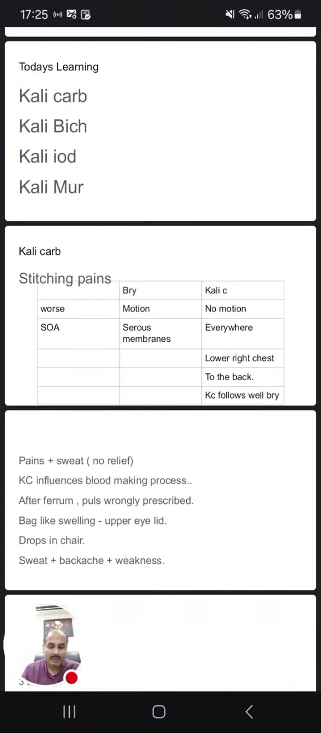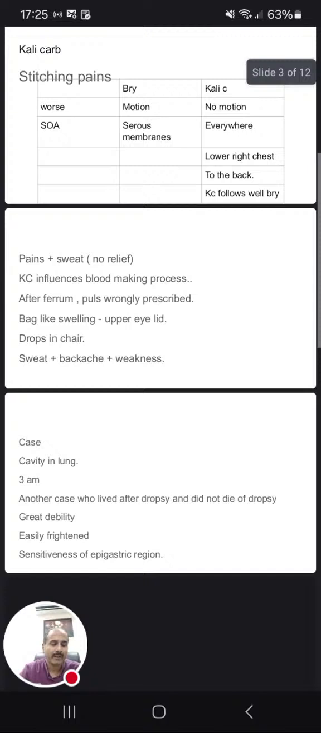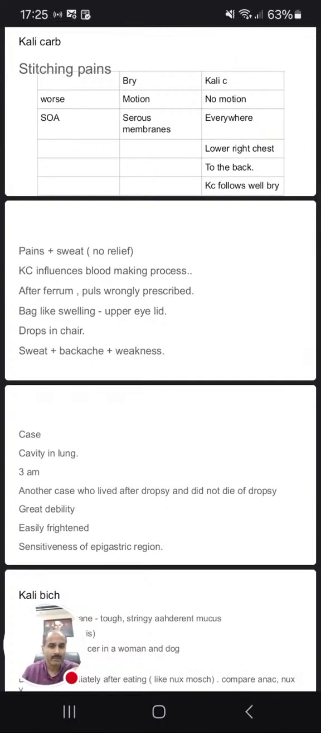So he goes on to explain that Kali Carb has more or less key stitching pains, which he explained, and there is profuse sweating, which cannot give him any relief. Usually people get better with sweat if the sweat comes out, but here the patient is weakened by sweat. Which patients will get better by sweat? You will see Psorinum, you will see Natrum Mure, and some other remedies, but Kali Carb is a remedy which will get worse with the sweat.